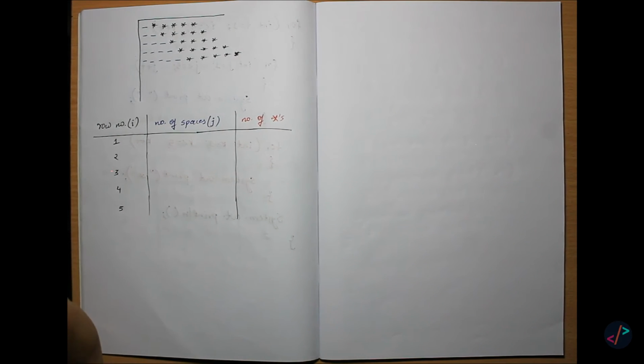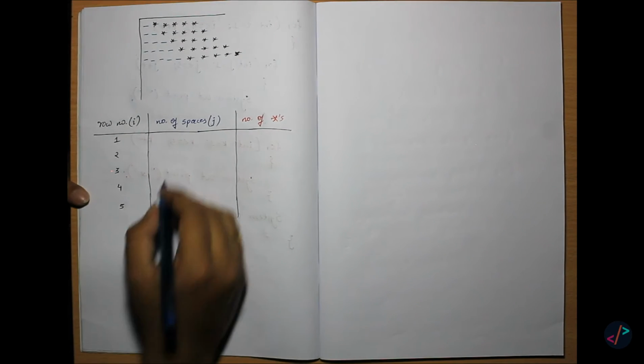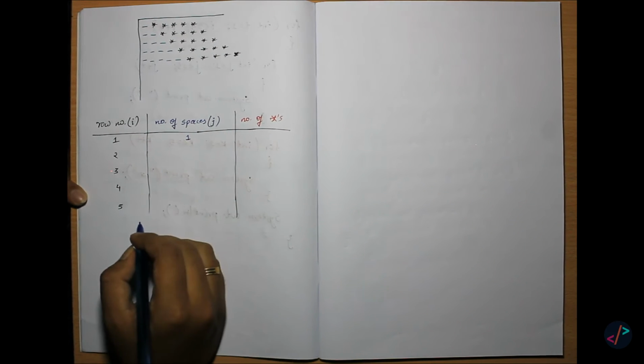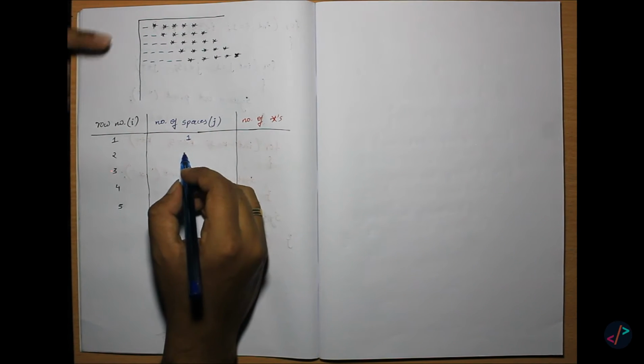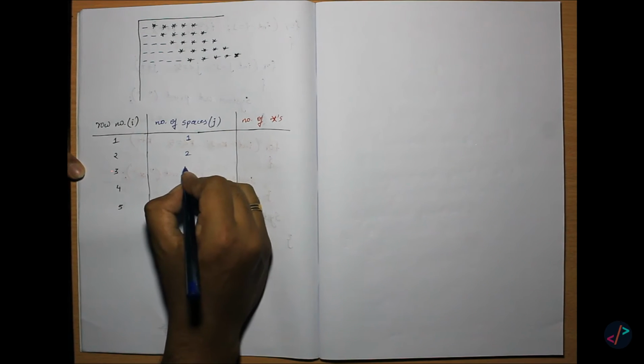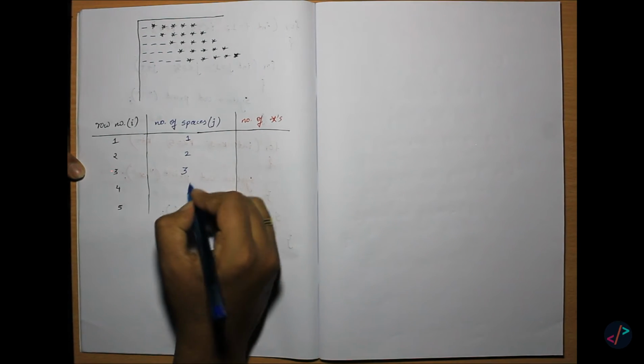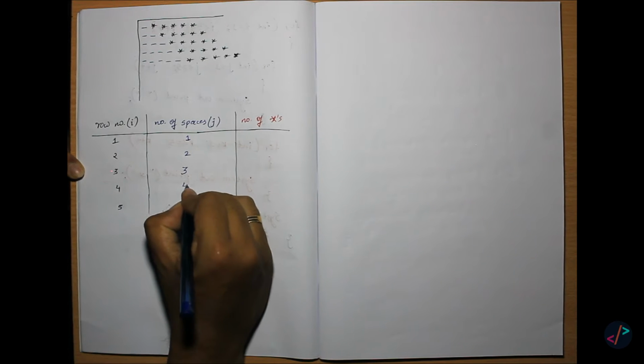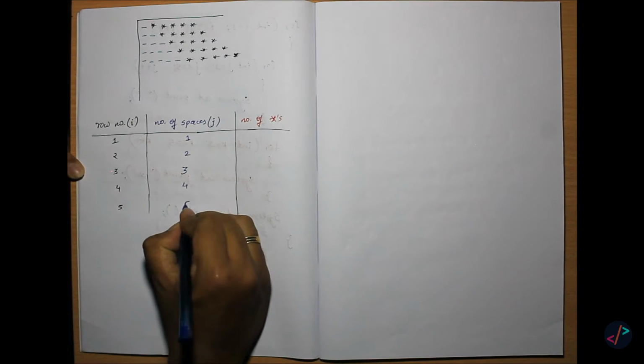On the first row, how many spaces do I have? I have only one space. In the second row, how many spaces do I have? I now have only 2 spaces. Similarly, on the third row, I have 3 spaces. On the fourth row, I have 4 spaces. On the fifth row, I have 5 spaces.